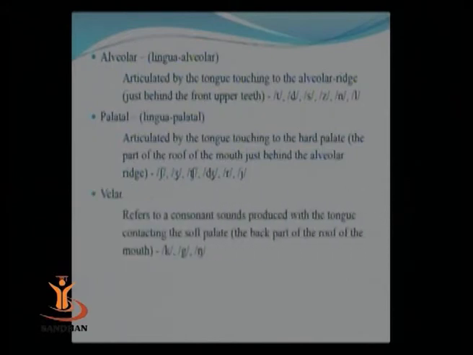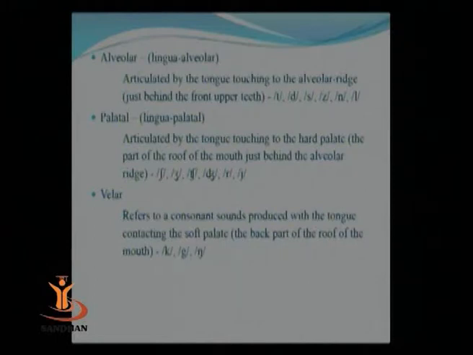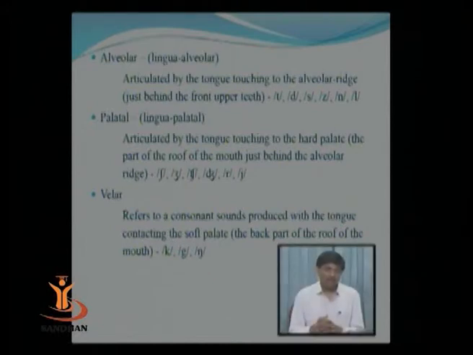Velar sound. The next is the velar sound. It refers to the consonant sounds produced with the tongue contacting the soft palate. In the palatal sound, the tongue comes in contact with the hard palate. In a velar sound, the tongue comes in contact with the soft palate, the back part of the roof of the mouth. And there are three sounds: k, g, ng. In plosives, we saw k, g.